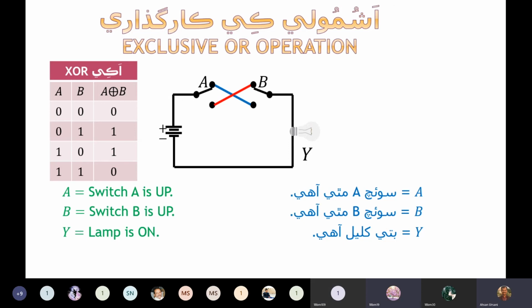Sir, Y is equal to A, and then we will put that symbol and B. Y equals A exclusive OR B. So you should be able to write it correctly, but you should also be able to read it correctly. Y is equal to A exclusive OR B.